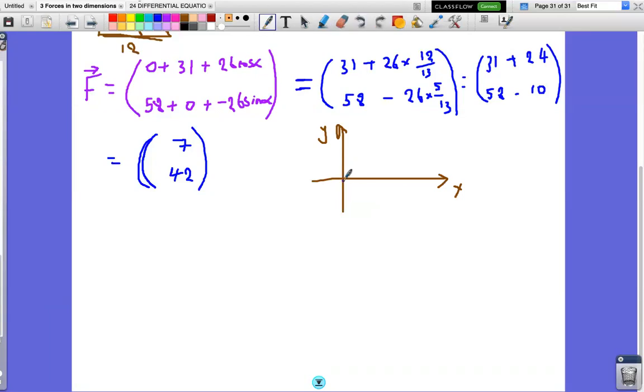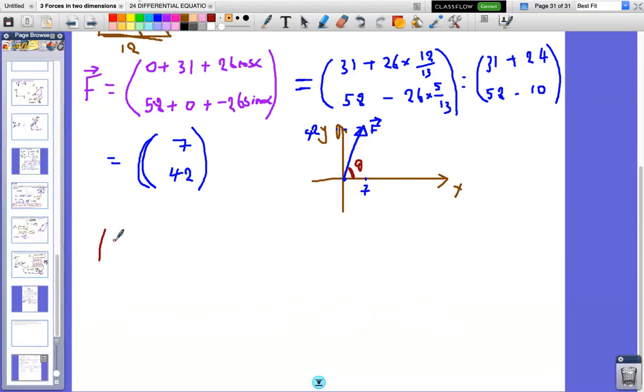Let me do it better. 7 newtons in the x direction. So this is our resultant force, correct? You need to look for the magnitude. This point is 7 newtons in the x direction and 42 newtons in the y direction. You need to look for the magnitude and this angle, theta.